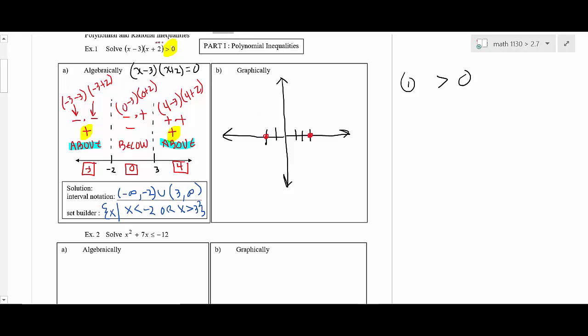Well, isn't that a parabola? If you multiplied that equation out, you would have x squared minus x minus 6. That's a quadratic equation. It's a parabola. So this would tell you what this looks like.